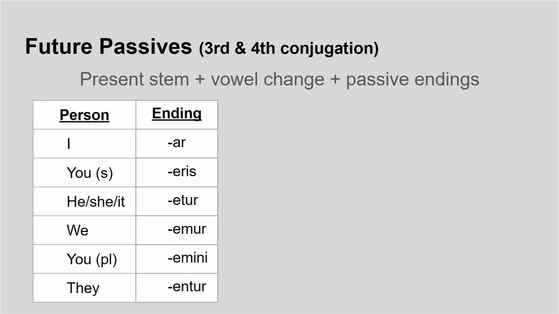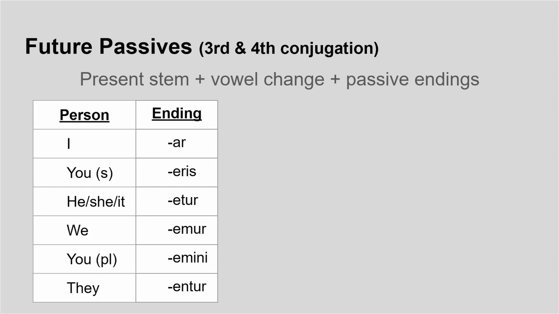Now, because they are future, we do have another set of endings to learn. So these are the third and fourth conjugation endings. These use a present stem, then a vowel change, and then the passive ending. So the vowel changes from what you would expect in the present tense. So for example, my I ending is -ar. Then I have -eris, -etur, -emur, -emini, -entur.